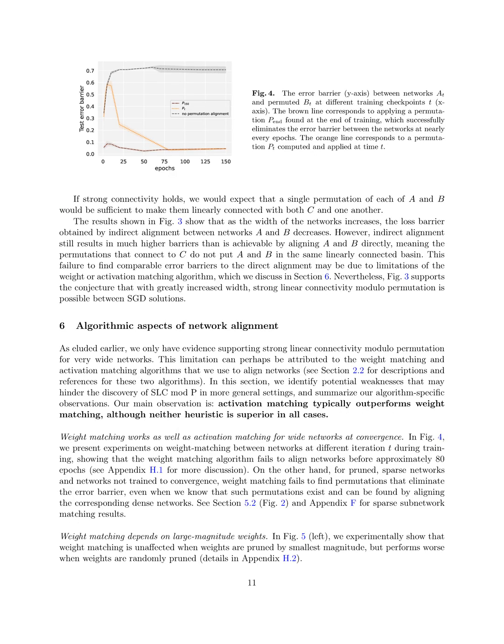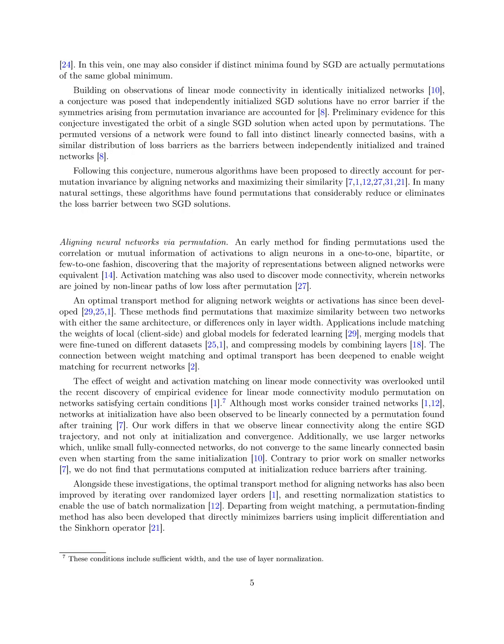barrier between them. The paper demonstrates that weight matching works as well as activation matching for wide networks at convergence. It also shows that weight matching depends on large magnitude weights and can align lower layers earlier in training. Additionally, the paper explores the ability of weight matching to align networks at different iterations during training and highlights that weight matching may fail for sparse networks or networks not trained to convergence. The methods used in the paper focus on finding permutations that eliminate error barriers between networks, ultimately aiming to achieve linear connectivity via permutation alignment.